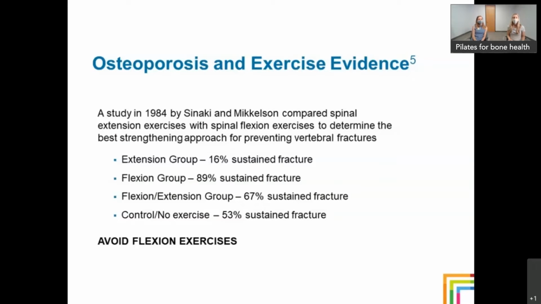So let's talk a little bit more about the exercise evidence, since that's what our class is about today. There was a study done in 1984, which I recognize is quite a bit of time ago, but it was a really meaningful and important study when it comes to outlining the appropriate type of exercise for folks with low bone density. The study looked at different types of exercise and the effects on risk of compression fractures in the vertebrae specifically. The individuals in this study were split up into one of four groups.